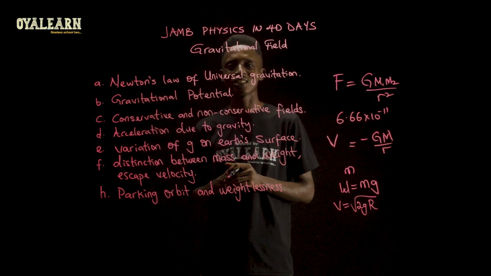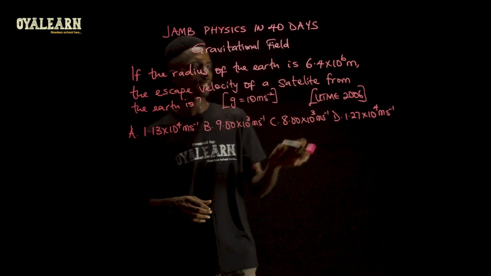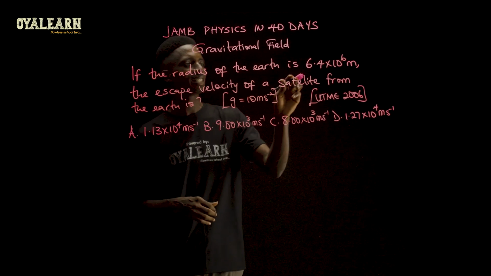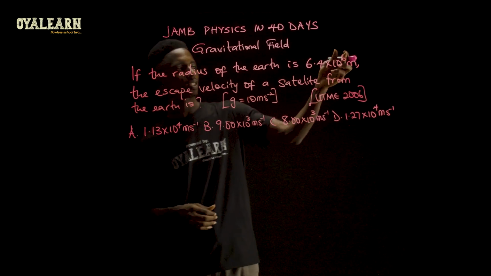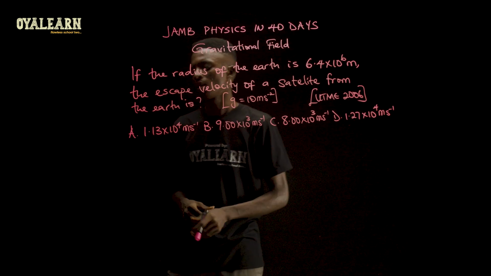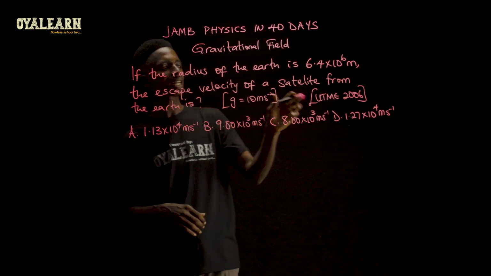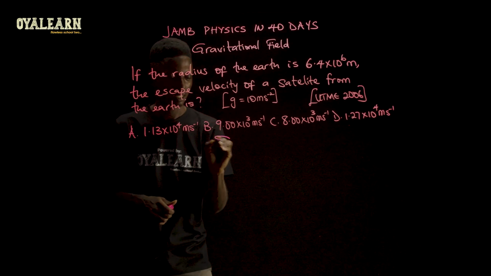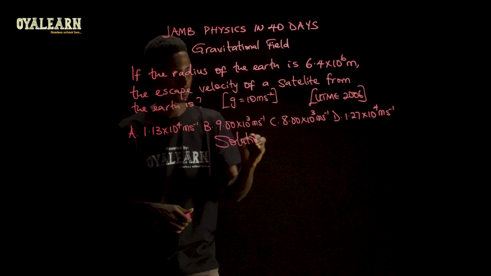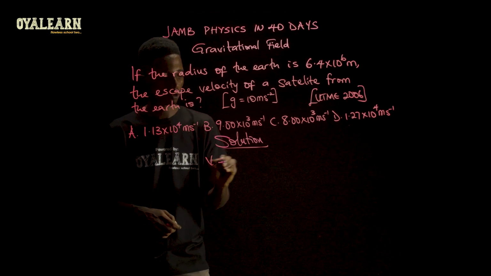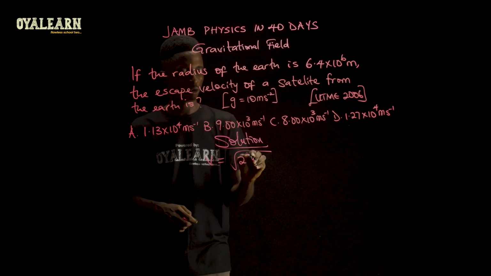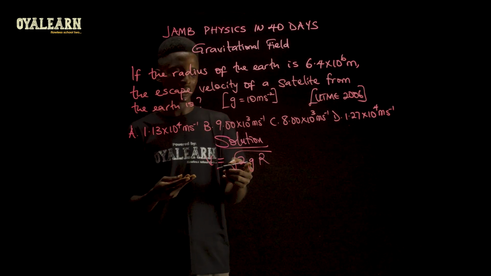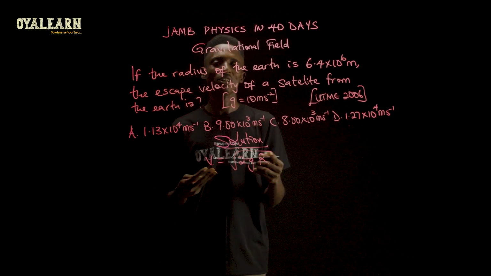Quest from the 2006 UTME says, if the radius of the Earth is 6.4 times 10 to the power of 6 meters, the escape velocity of a satellite from the Earth is... So to find escape velocity, we have to recall the equation for this. V equals the square root of 2gR. Remember, this g is gravitational acceleration, while R here is the radius of the Earth.